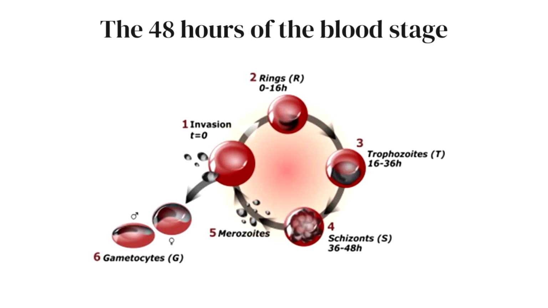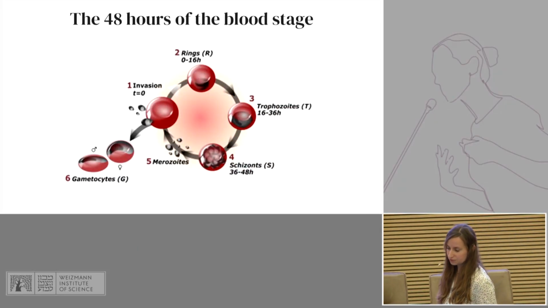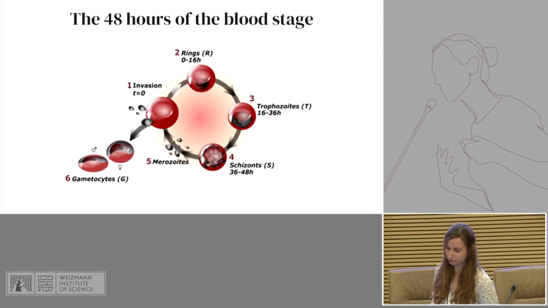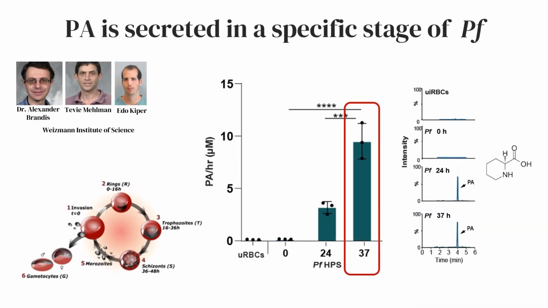The first thing that we wanted to ask is when the parasite secretes it. Does it happen throughout the whole 48-hour cycle, or does it have a short window of time? We collected media from different stages of the parasite and sent it to targeted metabolomics. And surprisingly, we found that the parasite secretes it at the later stage of the cycle, just before it invades new red blood cells.